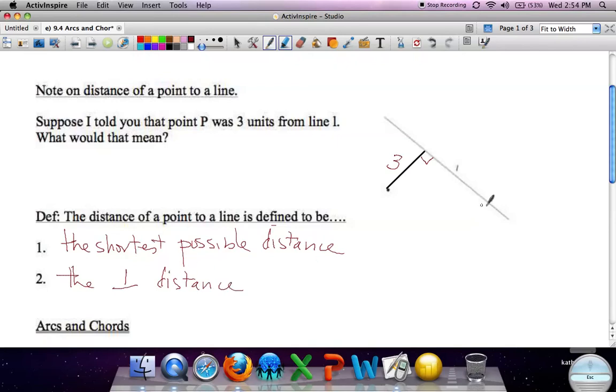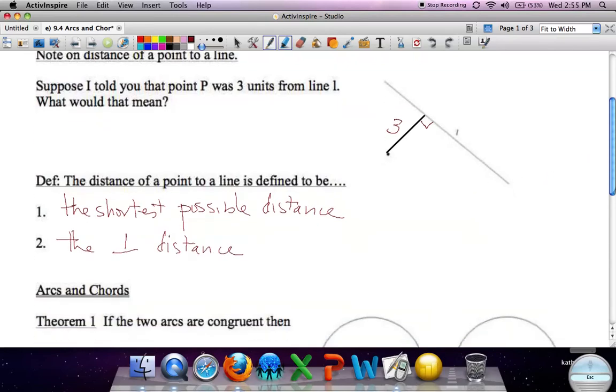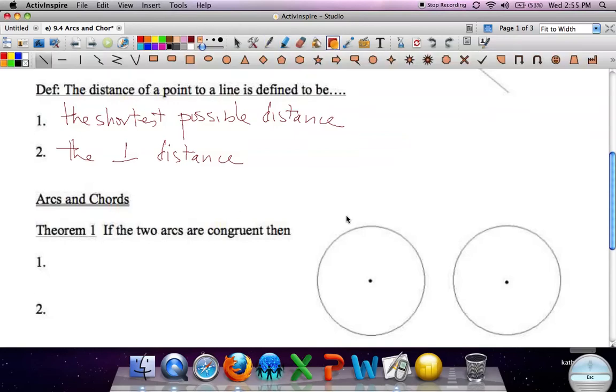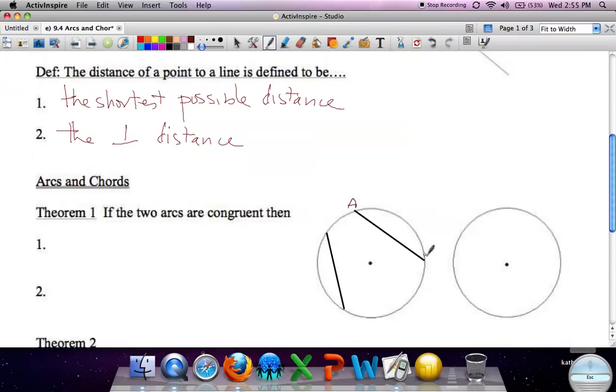How does this relate to arcs and chords? Well, if 2 arcs are congruent, then let's see what that would look like. So let's draw an arc here, an arc here, and let's draw another arc here. And what we're saying now, we're saying that arc AB, which is the distance along the circumference of the circle, arc AB is congruent to arc CD, which is this arc here.